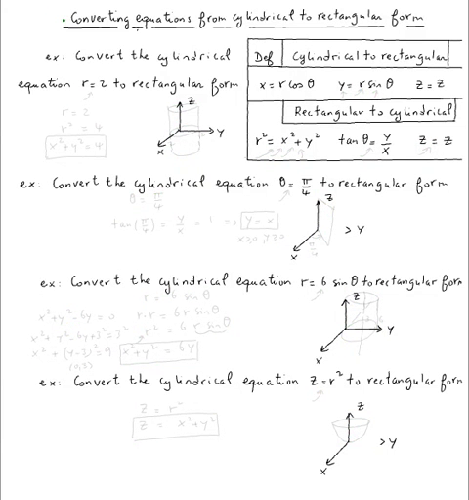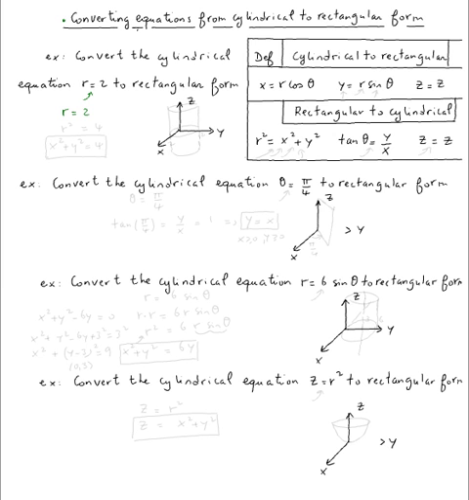The topic is converting equations from cylindrical to rectangular form. Alright, so now we're going backwards. So convert the cylindrical equation r equal to 2. Now all we can have, we're supposed to get x's, y's, and z's. That's it.